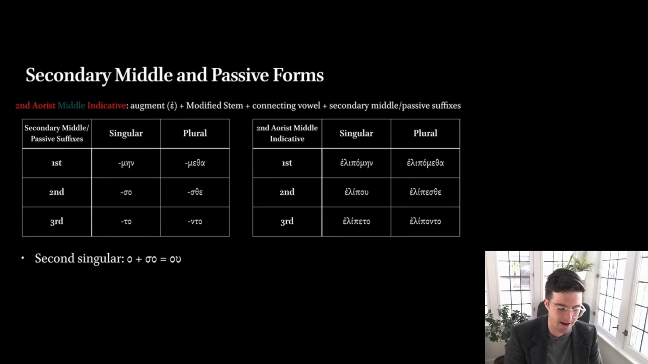That's right, the second aorist forms by changing its stem. It's what's called a strong verb. So what we get is our augment, the modified stem of the second aorist, a connecting vowel, and then those secondary middle passive suffixes. You can see that over here with epsilon as our augment, and lip is our augmented form of lape.